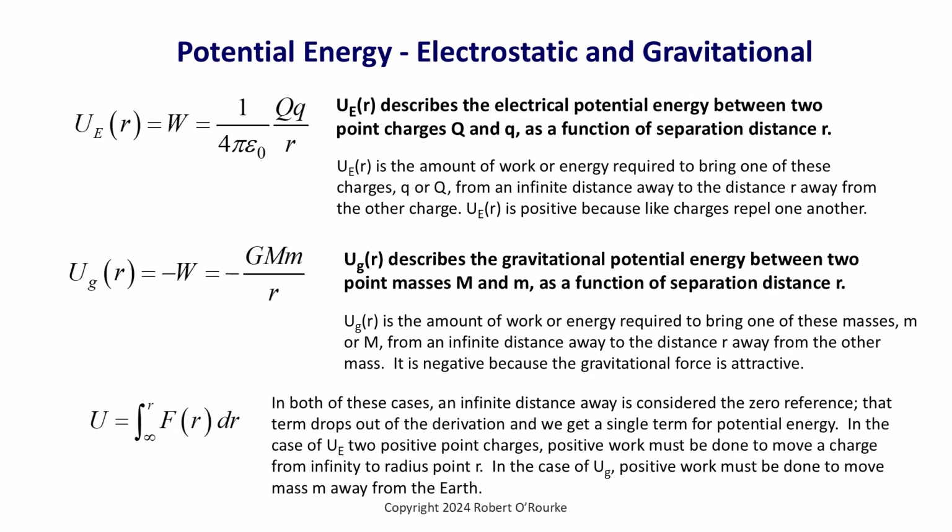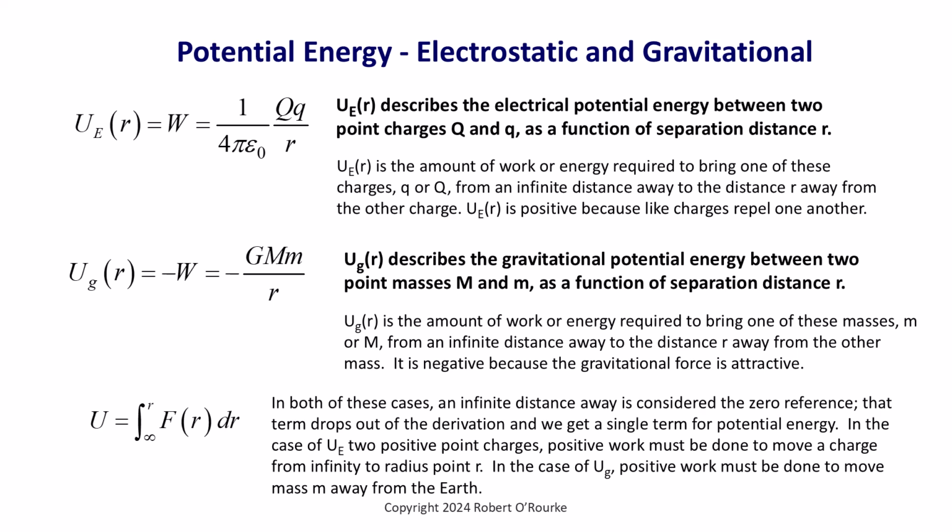These equations for electrical and gravitational potential energy have a reference point of 0 taken at an infinite distance away from the charge or the mass. In the electrical potential energy U sub E, positively valued work is required to bring a positive charge from an infinite distance away towards the other positive charge, because they repel one another.